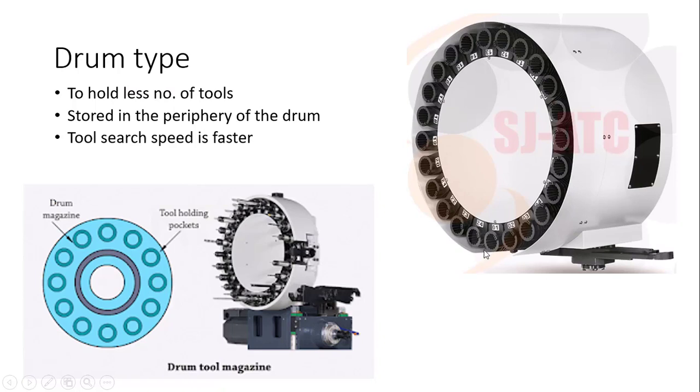Clear? And whenever the changing mechanism is there, that changing mechanism takes the tool from this specified location and replaces it with the spindle tool. The tool search speed is faster because your drum rotates at a very fast rate, and whatever tool you require, or is written in the program, will come up as fast as possible. Then the mechanism takes out the tool and replaces it with the spindle tool. Correct? That is a drum type.